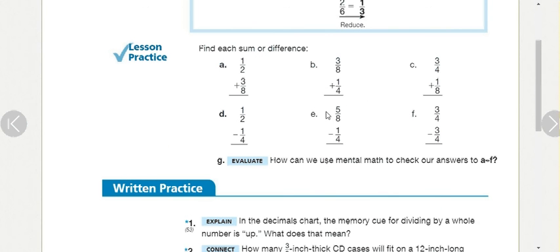You should be able to do A through F well enough and quick enough, I think, that we should do all of these. And we'll talk about letter G. Good luck.